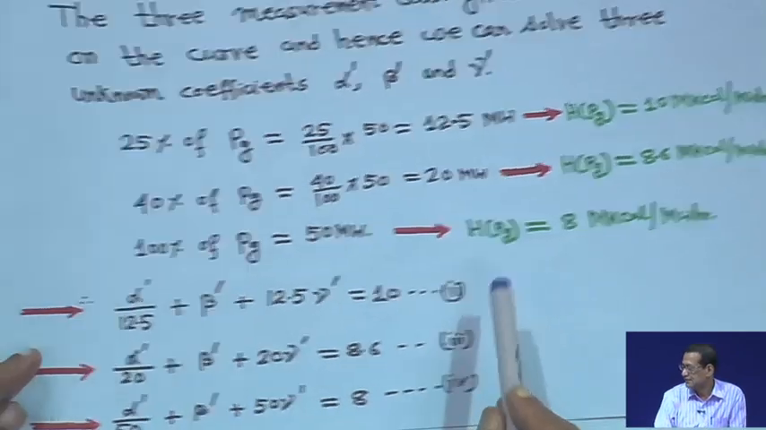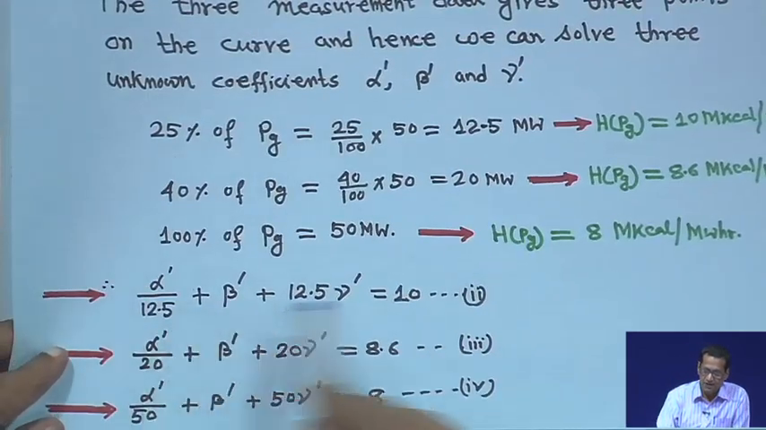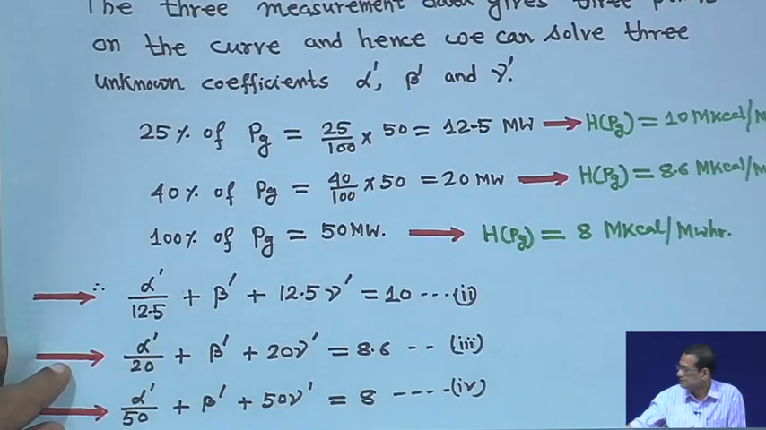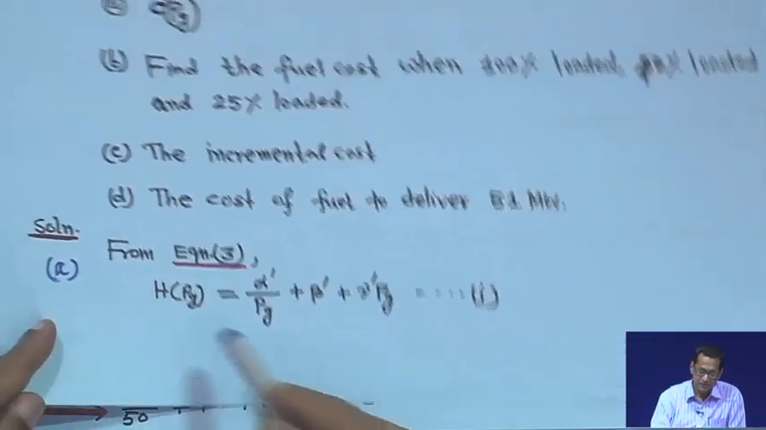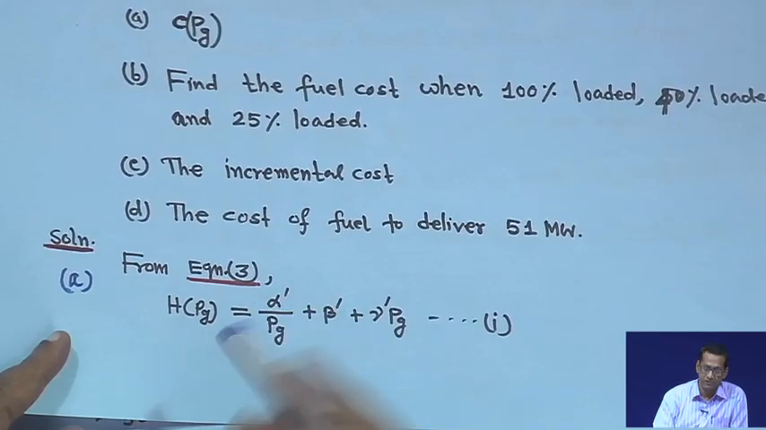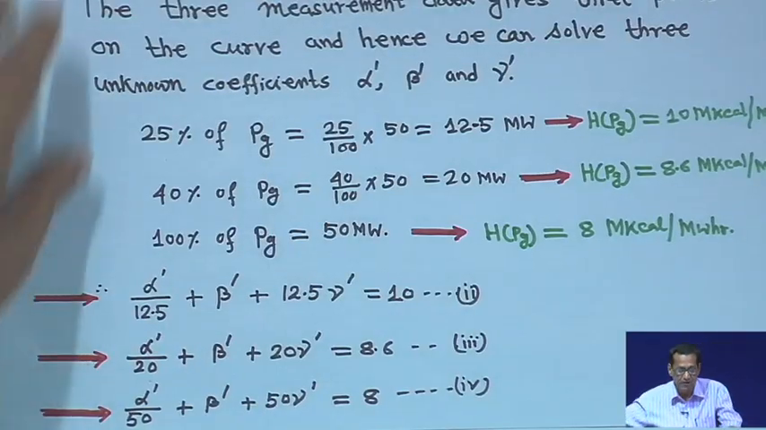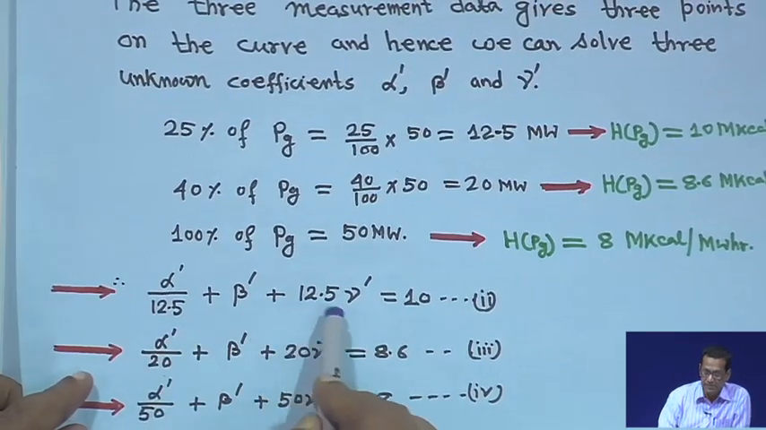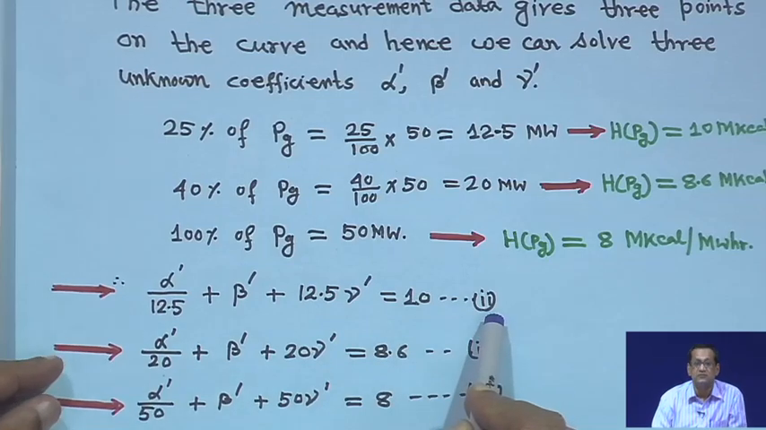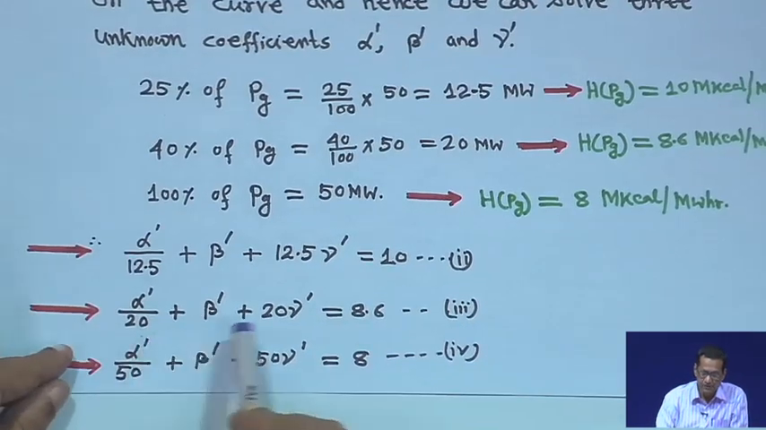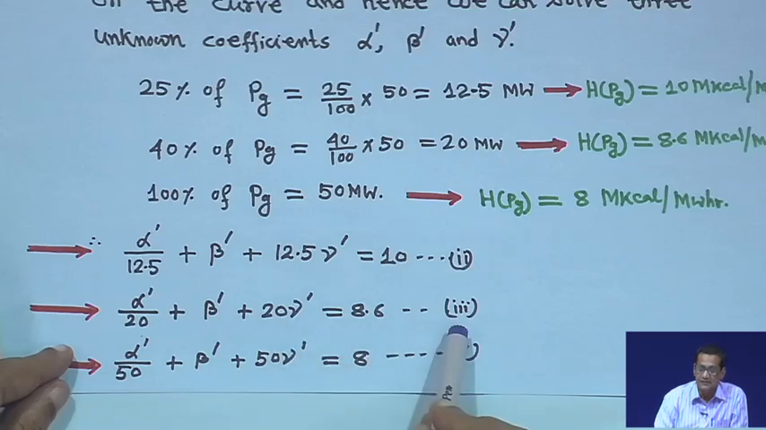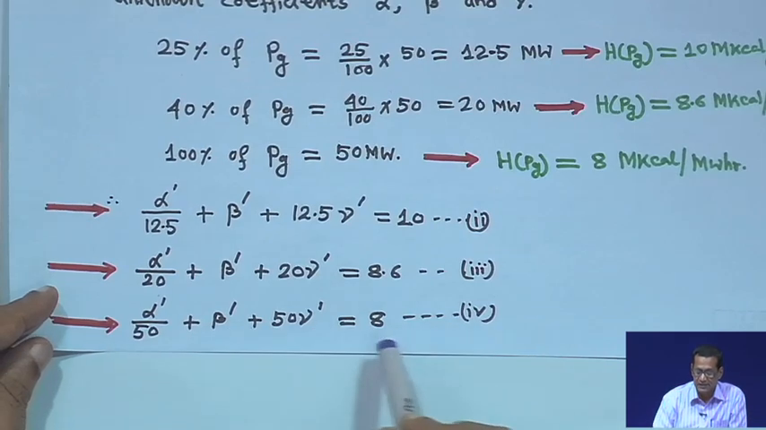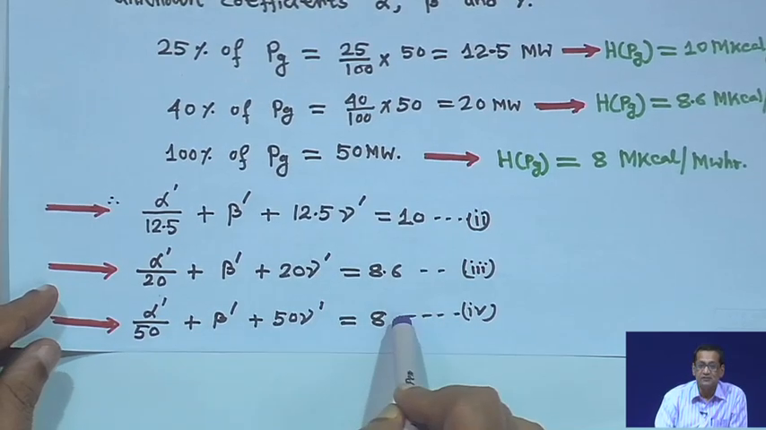So in that equation 3 you put these values, the Pg value and H value. In this equation you substitute H value and Pg values for different ratings, different power generation rather. So it is alpha dash upon 12.5 plus beta dash plus 12.5 gamma dash equal to 10, this is equation 2; alpha dash by 20 plus beta dash plus 20 gamma dash is 8.6, that is 3; and alpha dash by 50 plus beta dash plus 50 gamma dash is equal to 8, right. So these are 3 linear equations.